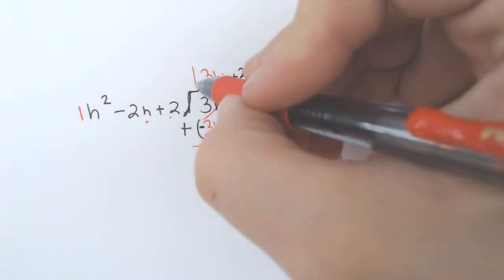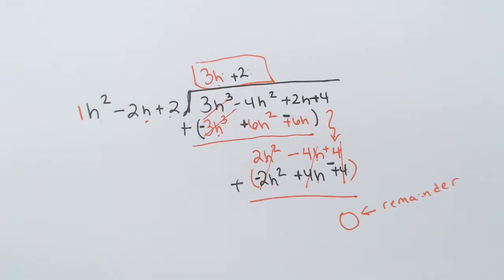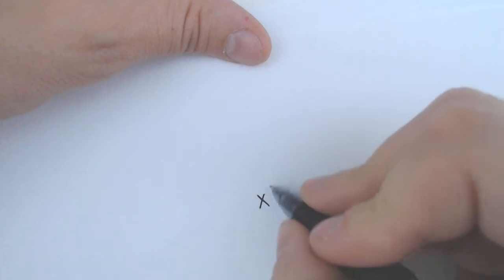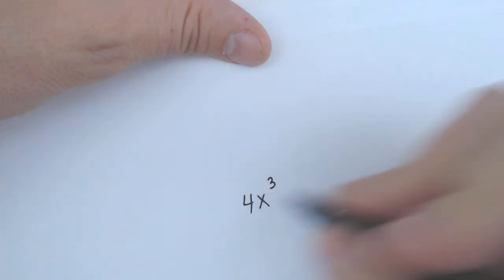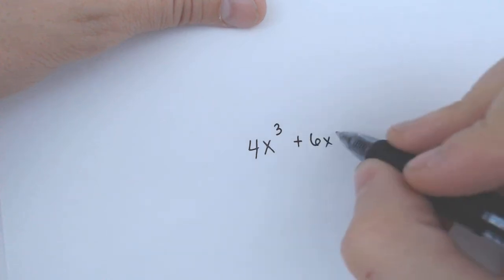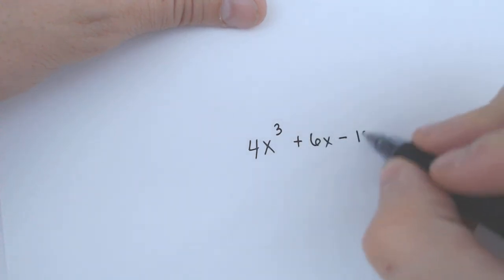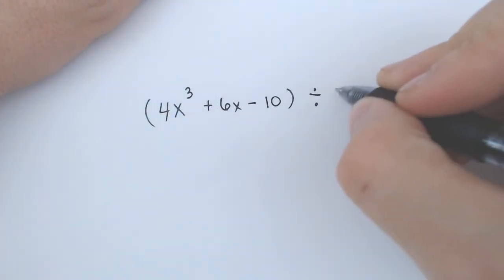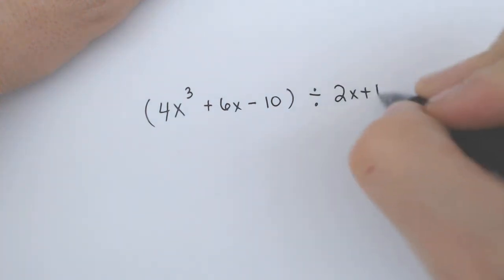And the final answer would be this part right here on top. If we did have a remainder, we would have to add that in, which will probably happen on the next one. Okay? So let's say we had something like this. Let's do 4x to the third plus 6x minus 10. Okay? And let's say I wanted to divide that by 2x plus 1.